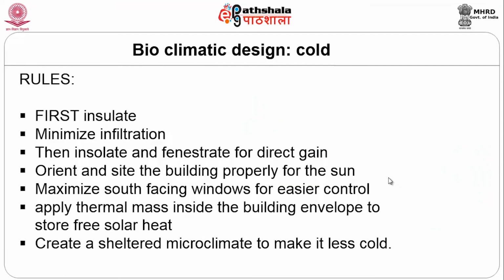Now, if you look at the rules of bioclimatic design in a cold climate, the first rule is to insulate so that heat gets trapped and does not leave the building. Minimize infiltration. Then you need to insulate and fenestrate for direct gain. That is, your windows have to be there for direct gain of heat. Orient and site the building properly for the sun. Maximize south-facing windows for easier control. Apply thermal mass inside the building envelope to store free solar heat. Create a sheltered microclimate to make it less cold.